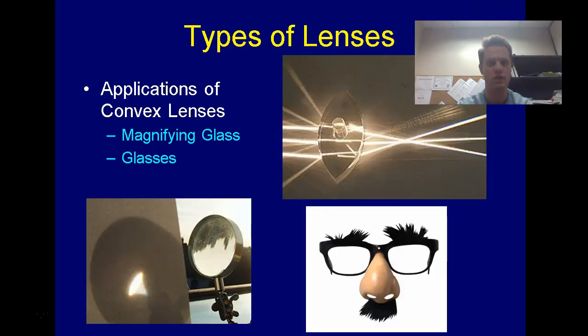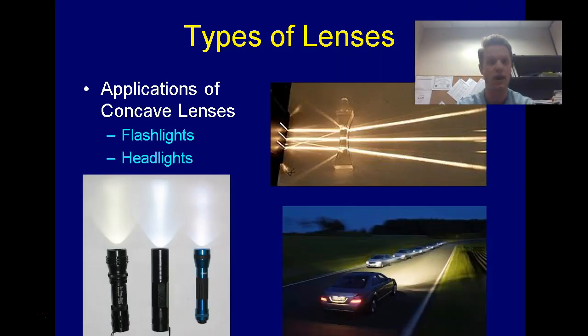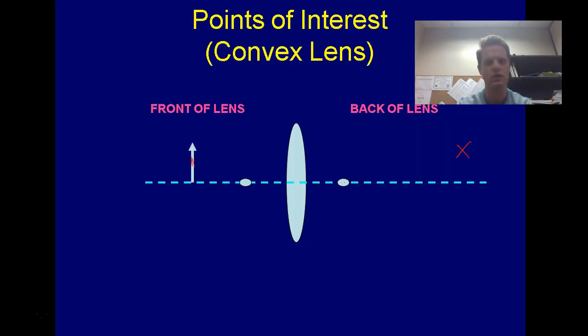You can use these in a lot of different manners. For example, convex lenses can be used in magnifying glasses. They also can be used in normal glasses, whereas concave lenses can be used in flashlights or headlights or other purposes as well. So we need to know some basic terminology, both for convex lenses and concave lenses.